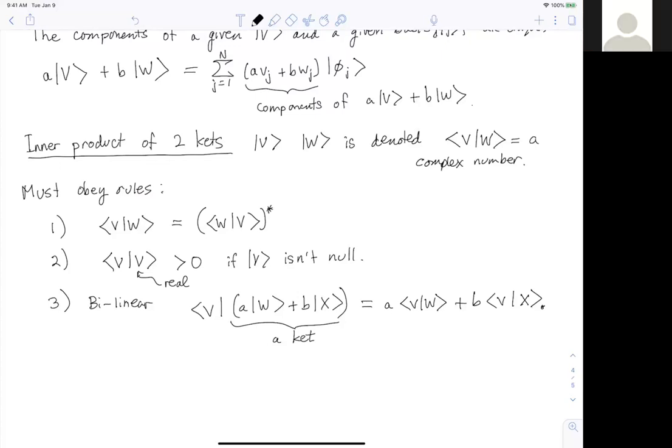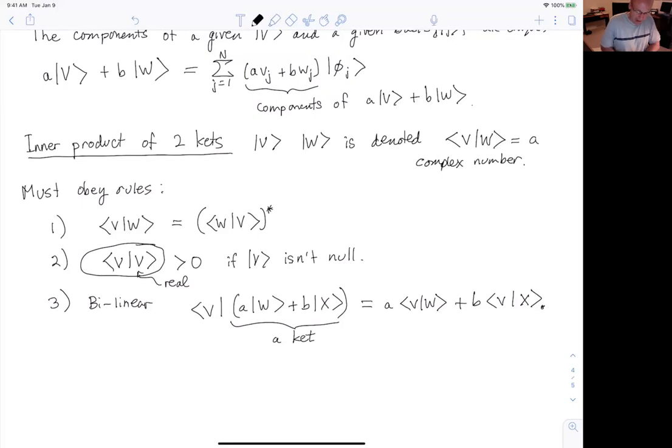Professor? Yes, go ahead. Yeah, so V has to be real, it can't be conjugate. Oh, I'm sorry, I should clarify that. What I meant had to be real is this inner product. Oh, not V itself, right? Not V itself, right. V here is just a label for a ket. V inner product with V is a number.